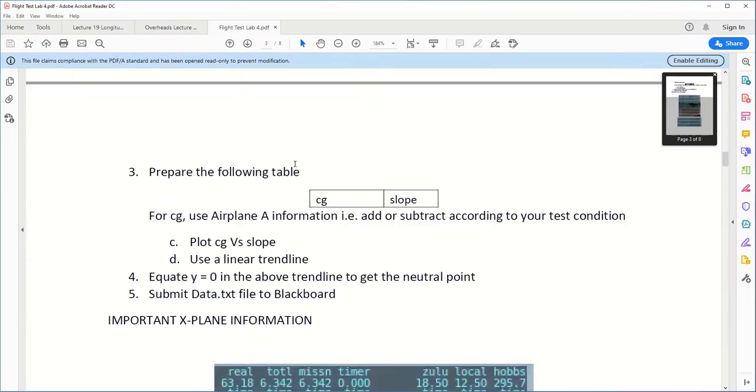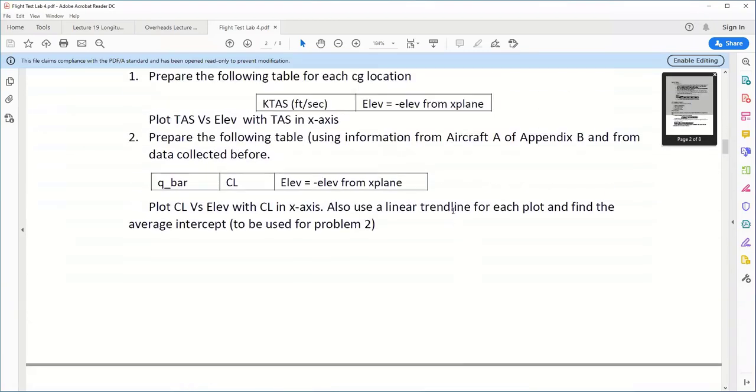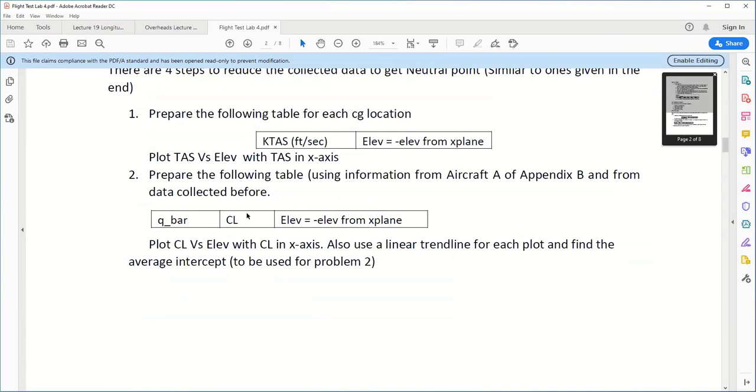Once you know the CG, you can calculate the slope because you have a linear trend line. Once you know the slope, and using the average intercept and knowing CL, you can calculate the elevator deflection. So that's how you go backwards.